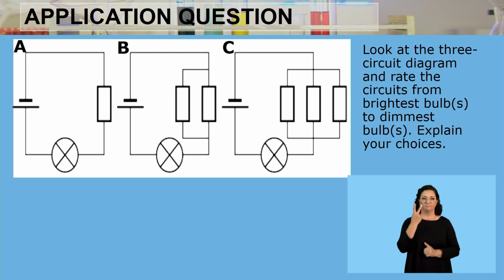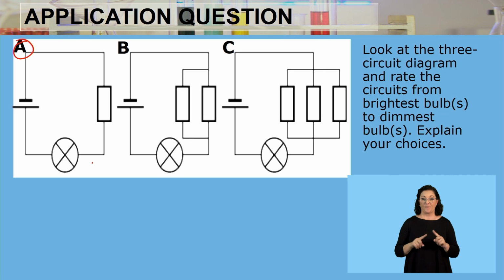We now need to look at the 3-circuit diagram and rate the circuits from the brightest bulb or bulbs to the dimmest bulb or bulbs. And then we also need to explain our choices, why we are saying that. Now, how are these light bulbs connected? We can't say that circuit A is connected in parallel because there's just one pathway for the current to flow.